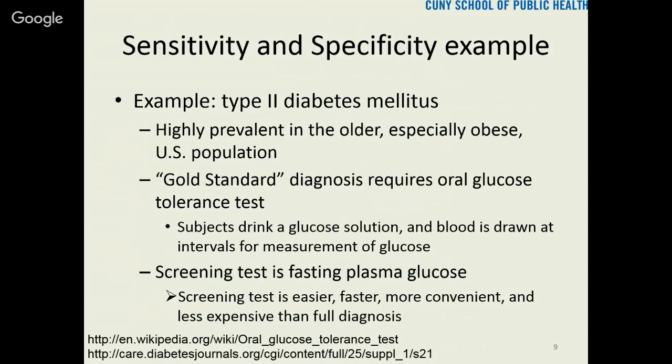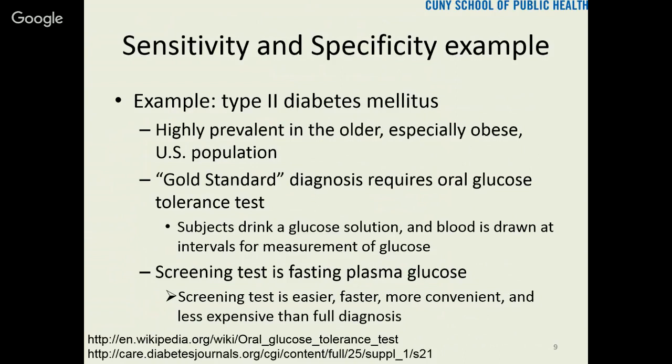So let's get a little bit more visual with these, with another example of type 2 diabetes mellitus. This is a disease that has high prevalence in certain populations, especially elderly obese populations, and much lower prevalence in other populations. There is a gold standard, which requires fasting and drinking a glucose solution and then drawing blood at intervals for measurements of the glucose to see how much of it is being processed or how much is going straight into your blood.